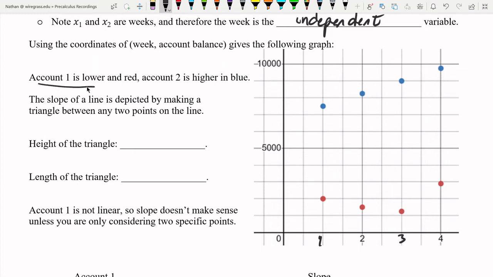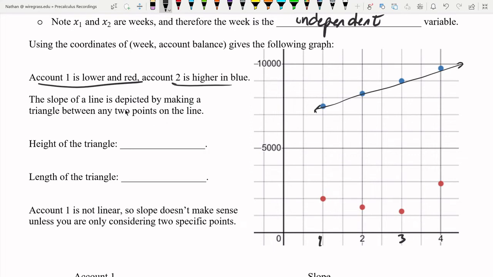And account 1 is in red. This was the varying rate of change. You can see it looks not like a line, whereas account 2 is a constant rate of change, and it looks like a straight line. I could even draw a line through there. This one I can't do that.